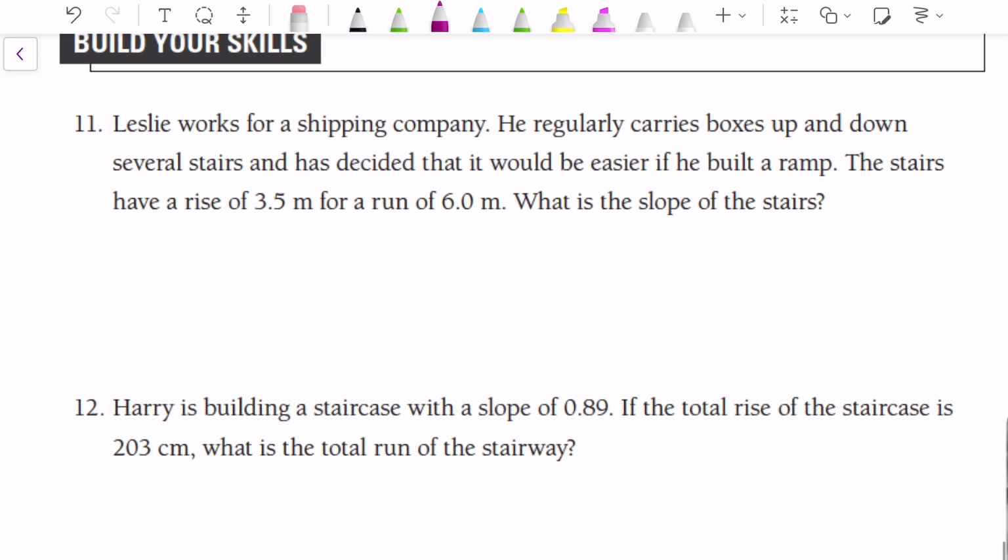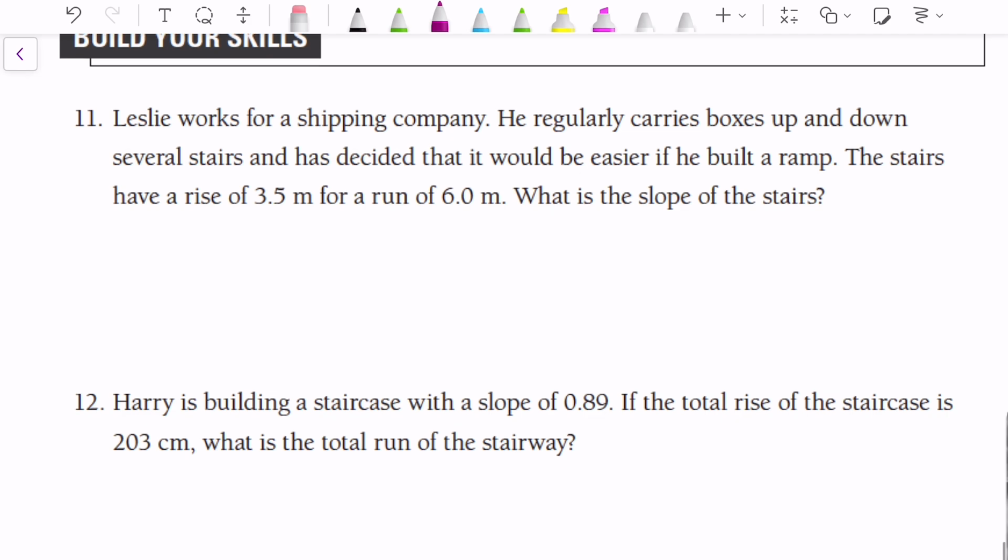All right, so let's do the last 3 examples here together, and then you guys will be on your own for your daily work. Leslie works for a shipping company. He regularly carries boxes up and down several stairs and has decided that it would be easier if he built a ramp. The stairs have a rise of 3.5 for a run of 6. What is the slope of the stairs?